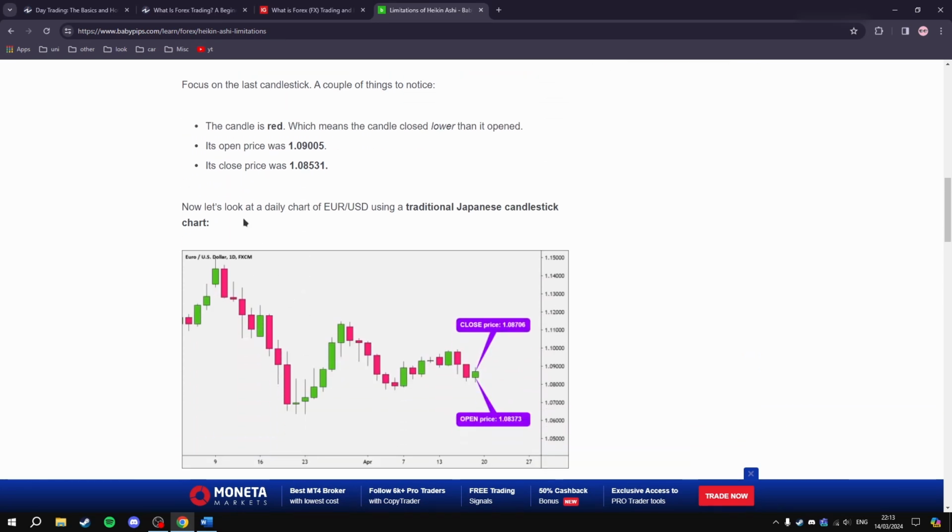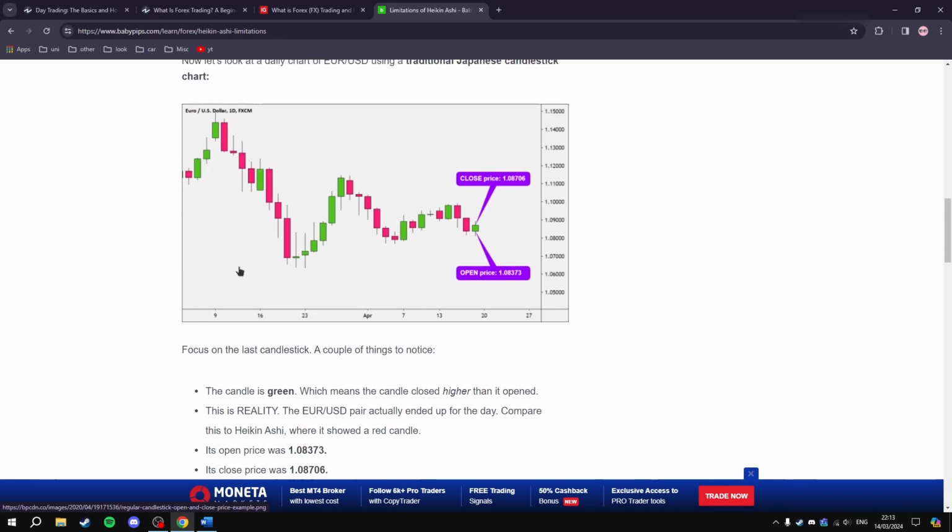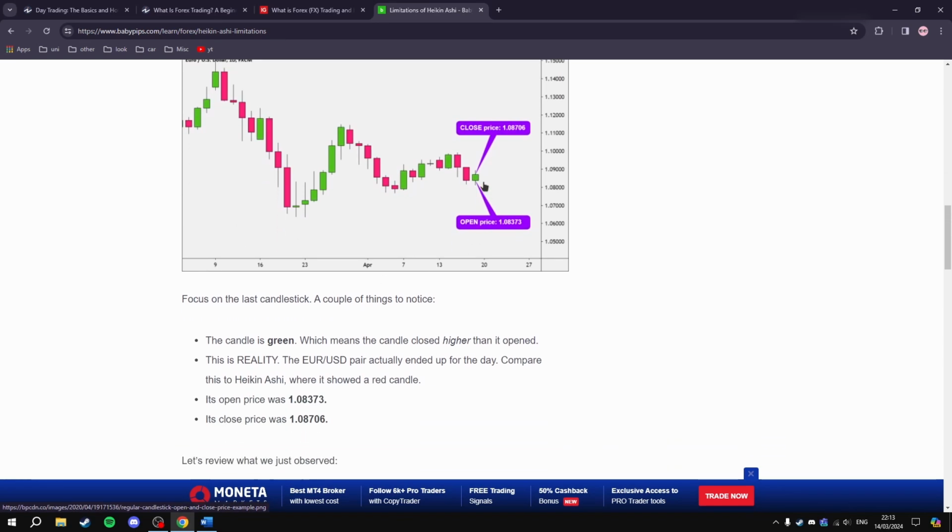Its close price is 1.08531. Now let's take a look at the daily chart of Euro USD using a traditional Japanese candlestick chart. Focus on the last candlestick. A couple of things to notice. The candle is green, which means the candle closed higher than it opened. This is reality. The Euro USD pair actually ended up for the day. Compare this to the Heikin ashi where it showed a red candle.